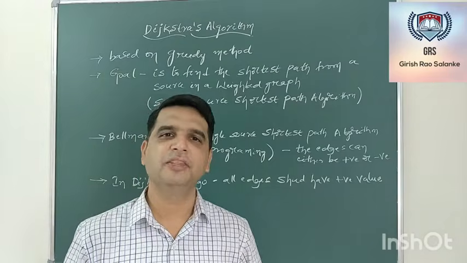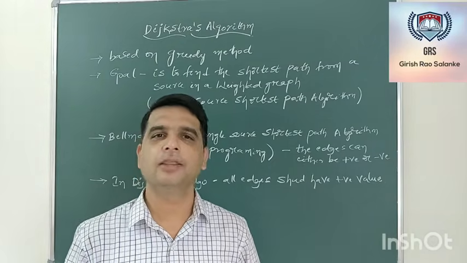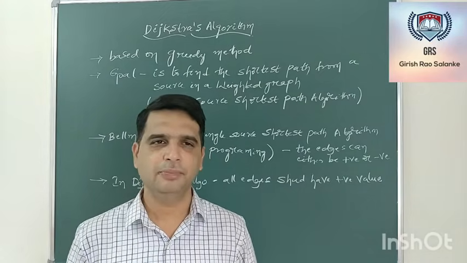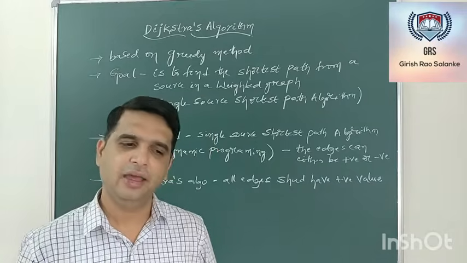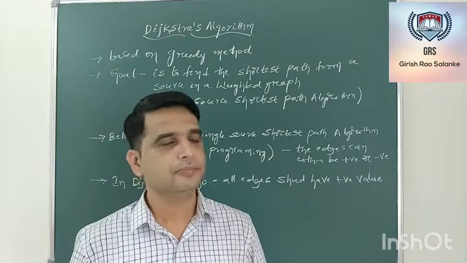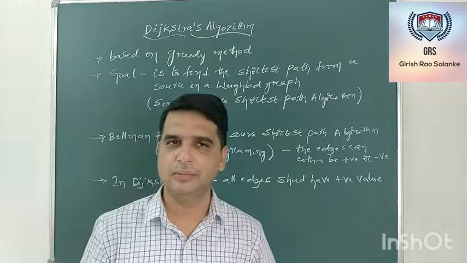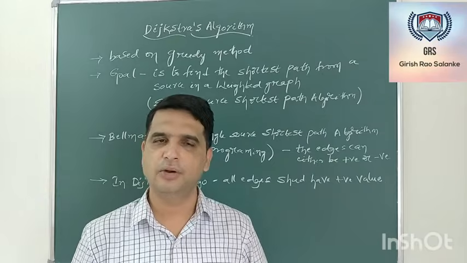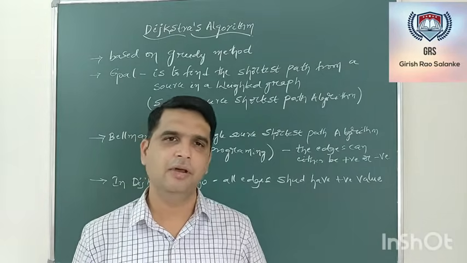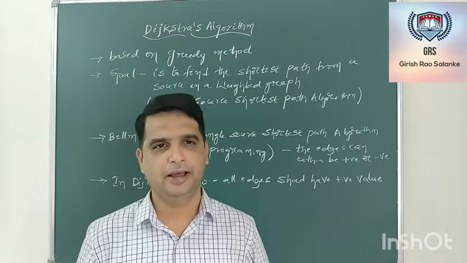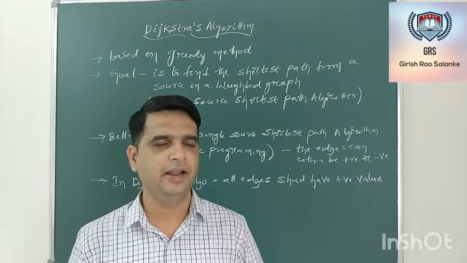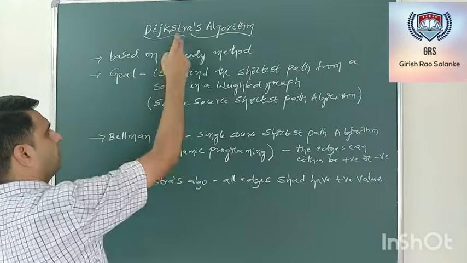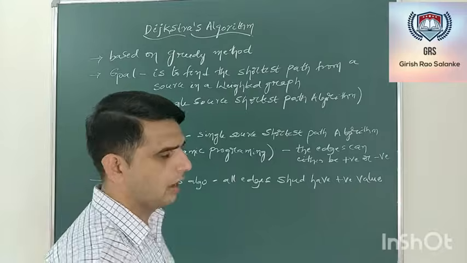Hello everyone. In today's video, we are going to discuss an algorithm by the name Dijkstra's. Note that Dijkstra's algorithm is based on the concept of the greedy technique. That means it is a greedy based algorithm. The main objective of Dijkstra's algorithm is to find the shortest path from a given source vertex in a weighted graph. The graph can either be directed or undirected. Hence, we call Dijkstra's algorithm a single source shortest path algorithm.